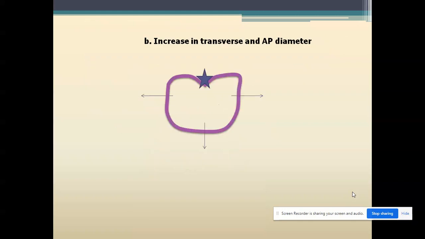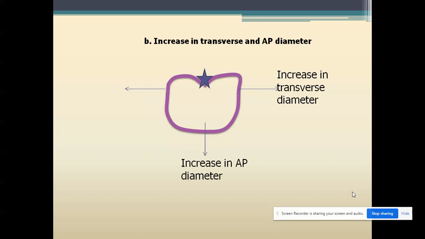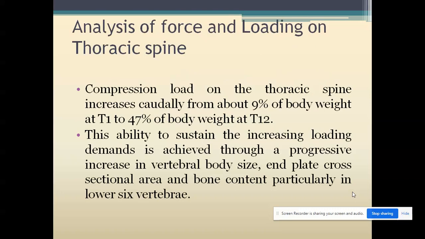Coming to the increase in transverse and AP diameter. Transverse is the side-to-side distance from one side of the rib cage to the other side, and AP is the distance between the manubrium sterni and the thoracic spine. So these are the kinematics of the functional movement of the chest wall and the rib cage.